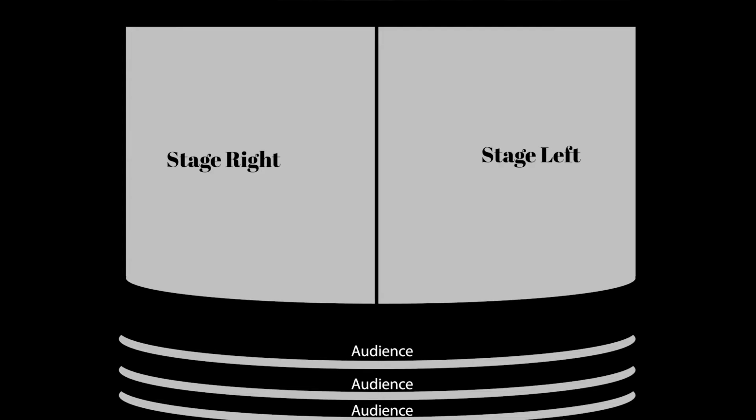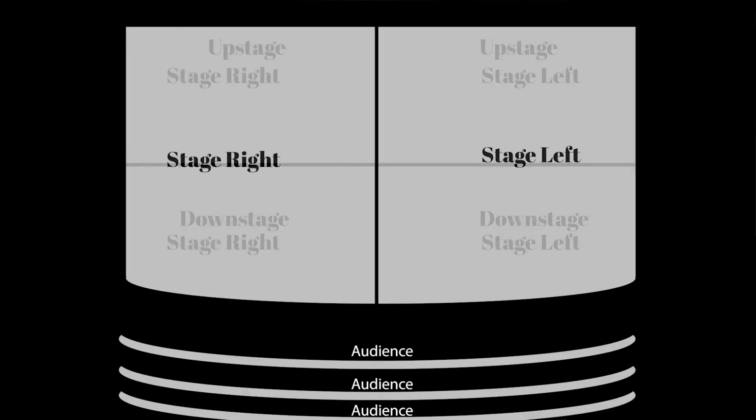Let's divide the stage the other way. Now we have stage left and stage right. This is from the point of view of the actor, because, well, that's what we're looking from. Remember, these are both places and directions, stage left and stage right. So you can be stage left, or you can move in the direction of stage left.